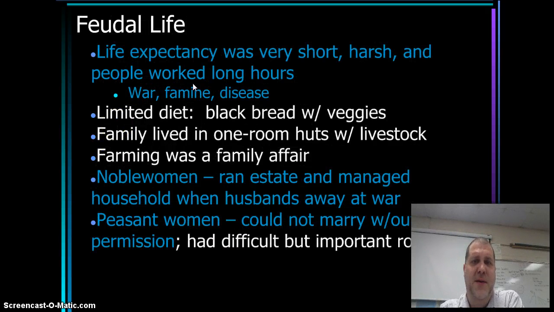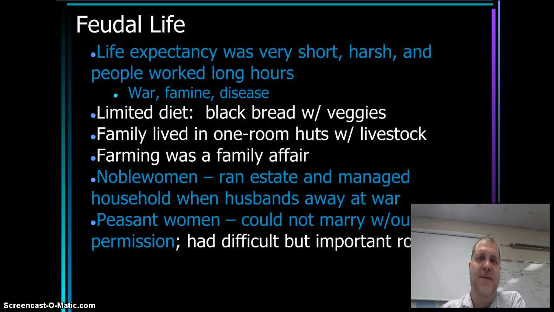Feudal life expectancy was short. People worked long, hard hours. You're living in basically huts with wood floors, limited diet, black bread with veggies. Family lived in one-room huts with livestock. You kept the livestock in with you because the livestock were worth more than what sometimes your family was.